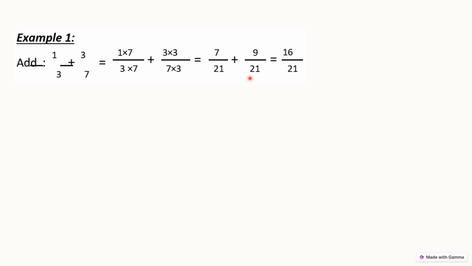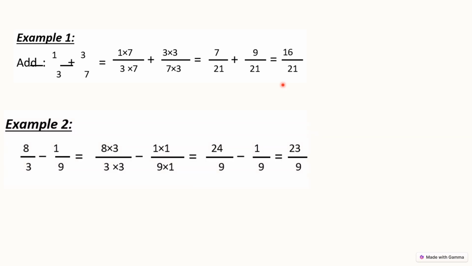Here I have the same denominators, so I can add these two fractions. Add the numerators, it's 16, and keep the same denominator. Let's take example 2, 8 over 3 minus 1 over 9.